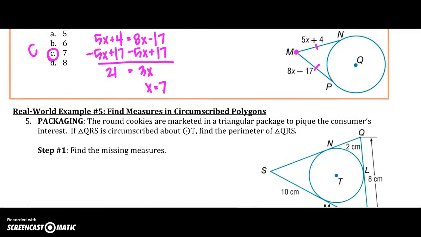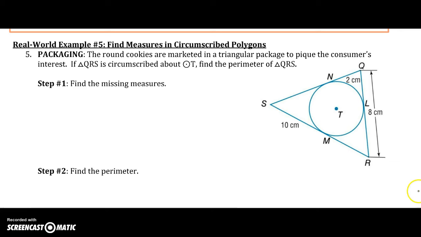Here's your answer. And last one. Round cookies are marketed in a triangular package for the customer's interest. If triangle QRS is circumscribed about circle T, find the perimeter. Well, we need to find the missing measures, since they're all tangent to our circle. I can use our last theorem, so I know that since SM is 10, I also know that SN is 10 centimeters also.